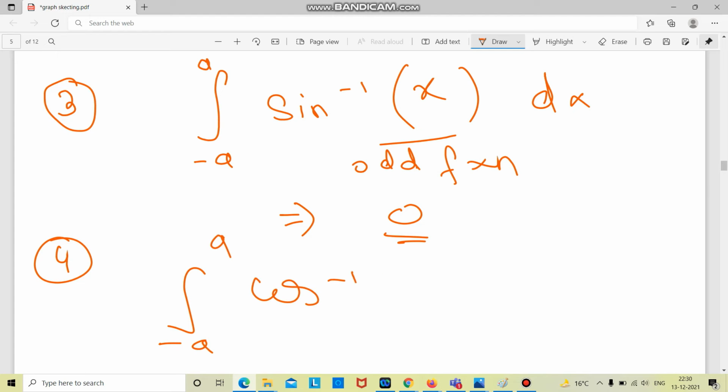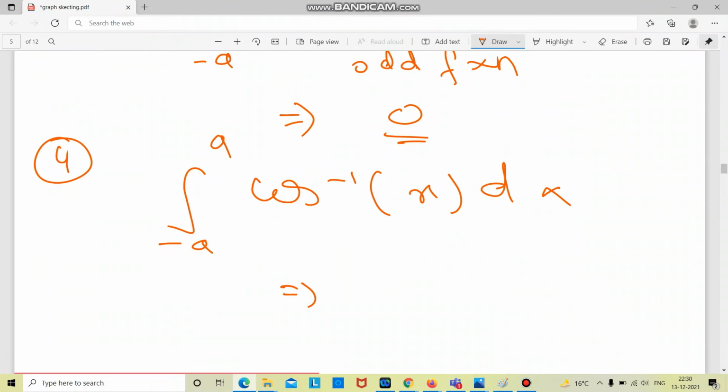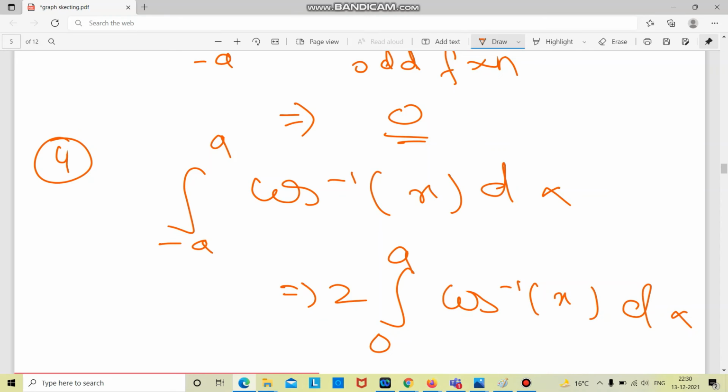Fourth question: minus a to a of cos inverse x dx. We can write it as 2 times the integral from 0 to a of cos inverse x dx. Is this line true? You will have to comment it.